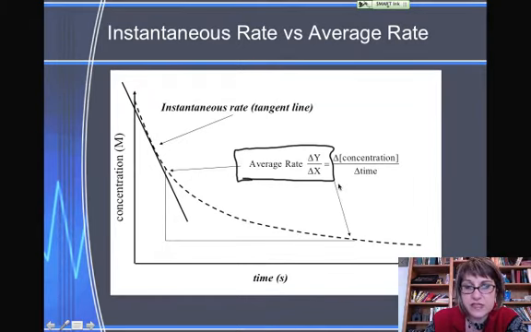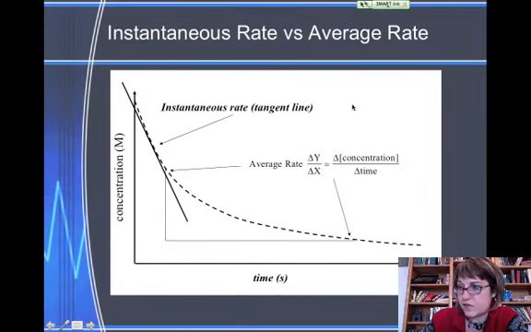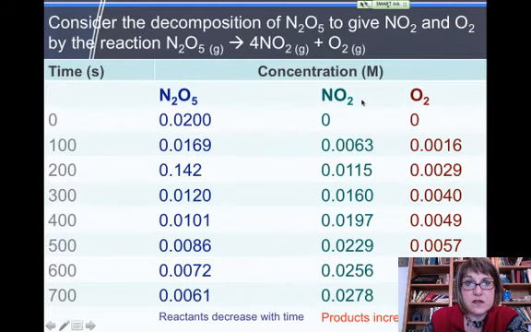But if we were looking at the instantaneous rate, then we mean, what's the slope right here at this instant in time? To figure that out, you find the slope of the tangent line to your concentration curve. This is a lot easier to do when you're using calculus, but let me show you some tricks for using algebra.